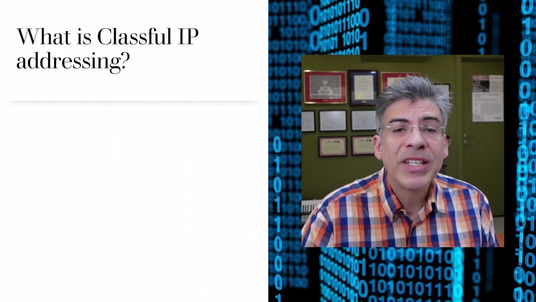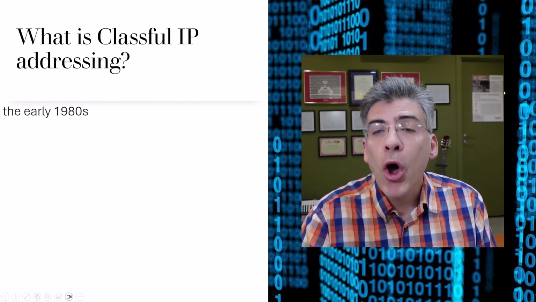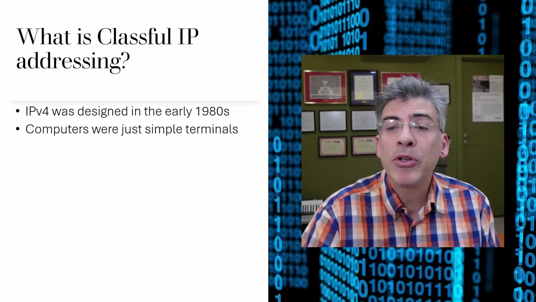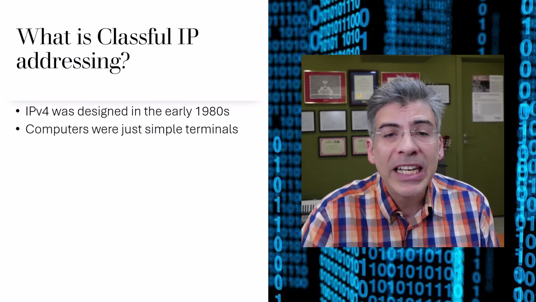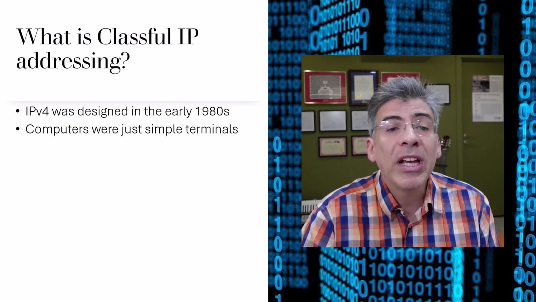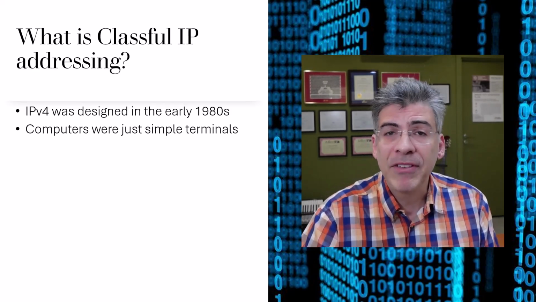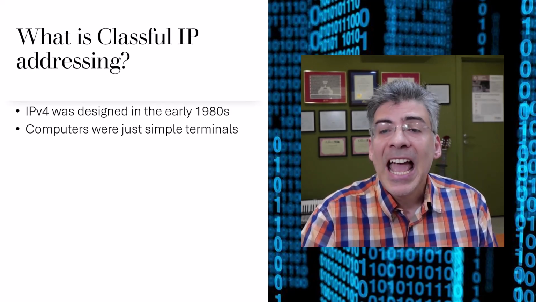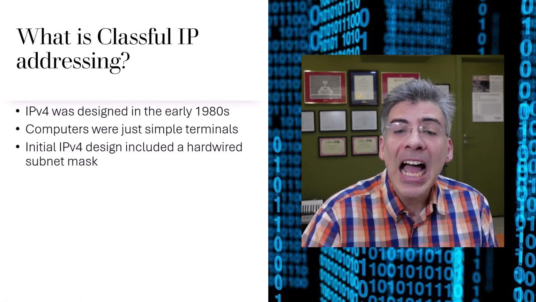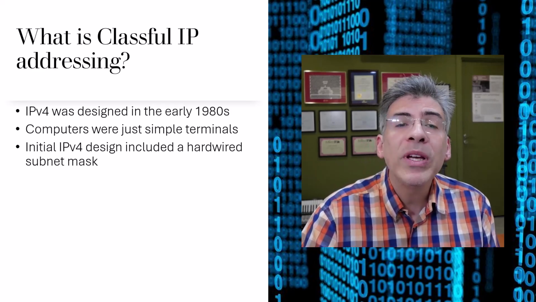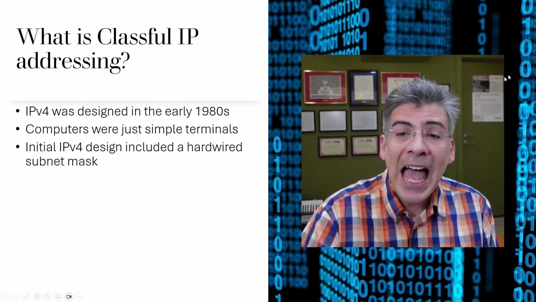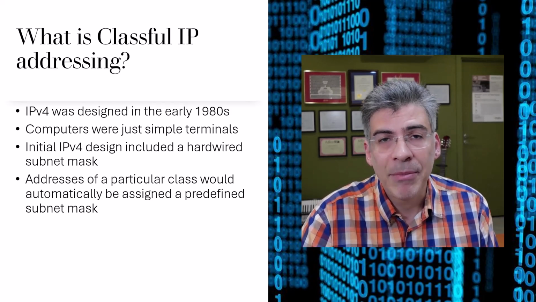Now, when IPv4 was designed in the early 1980s, most host devices were very simple terminals with limited capabilities. IP network addressing was supposed to be a very simple process of just putting in the 32-bit address. No fields for subnet mask and other network parameters were even conceived. For this reason, the designers of IPv4 decided to include in the design a hardwired subnet mask. This hardwired mask simply stated that IP addresses in a particular range will always get the same subnet mask. Said in a different way, IP addresses in a particular class will always get the same subnet mask.